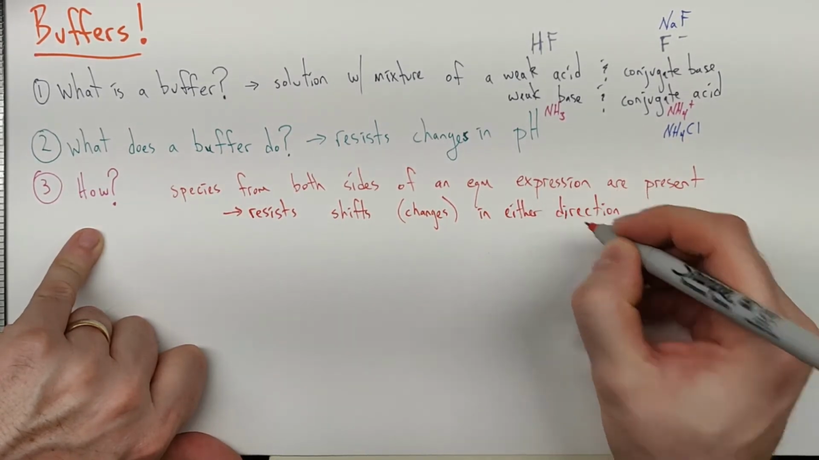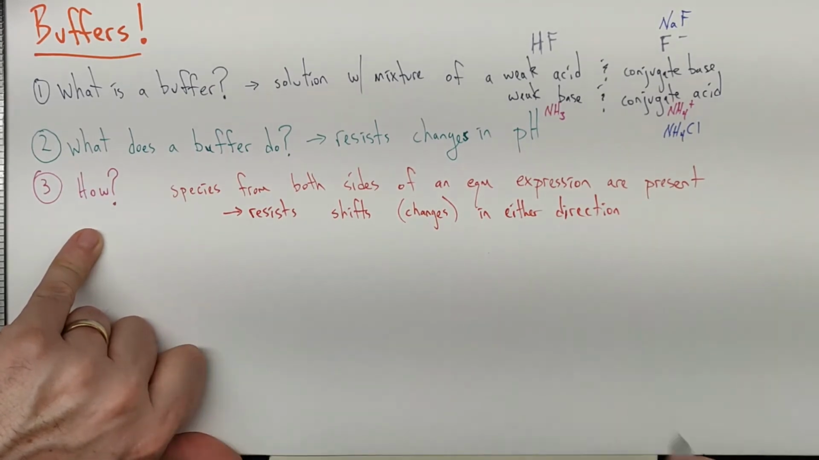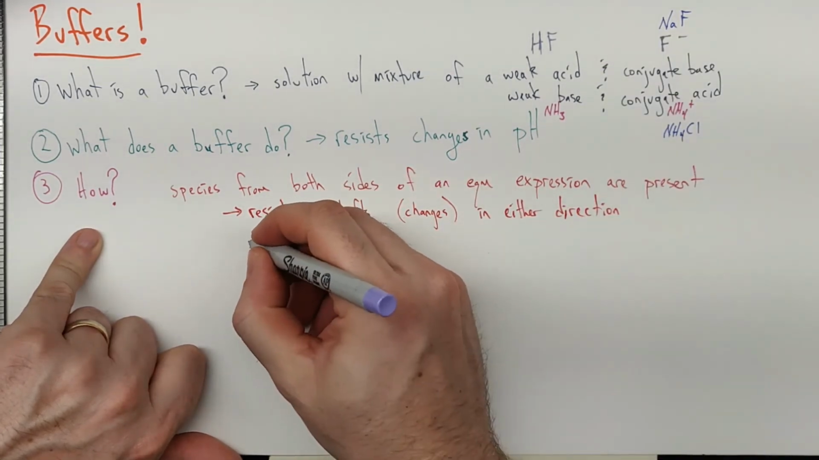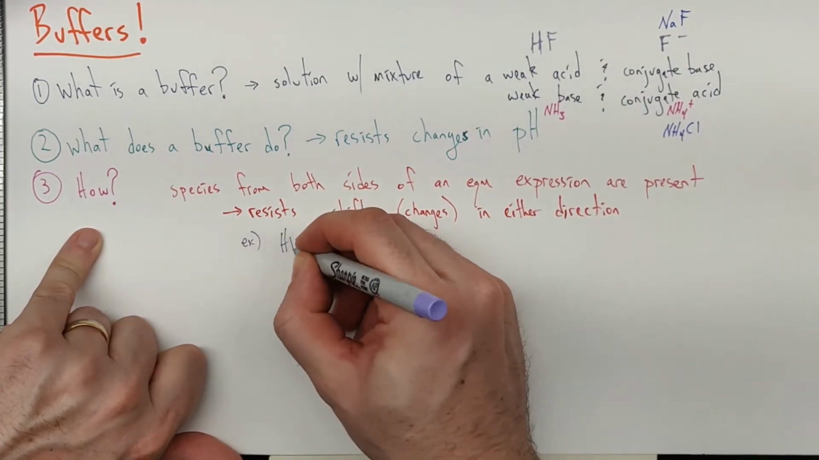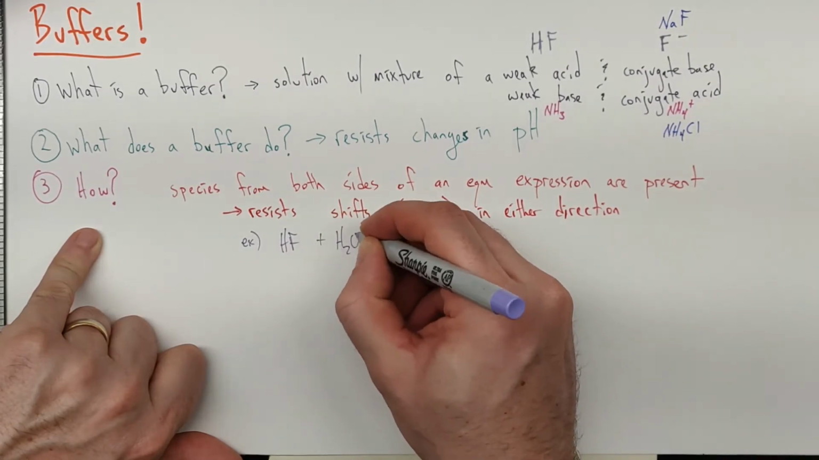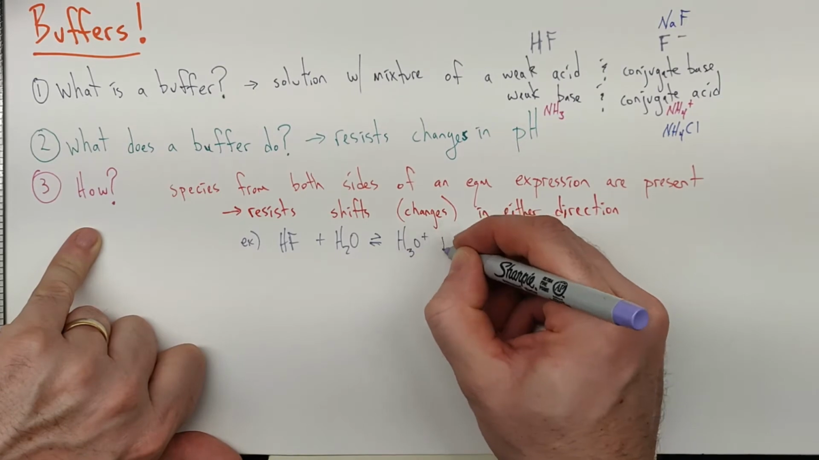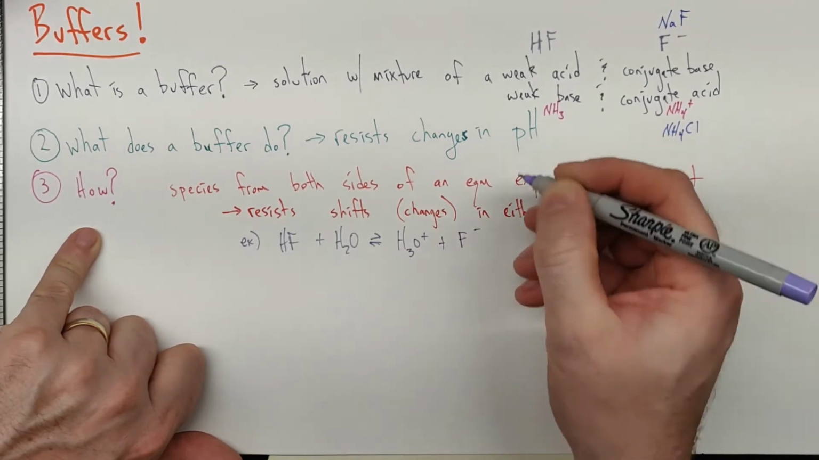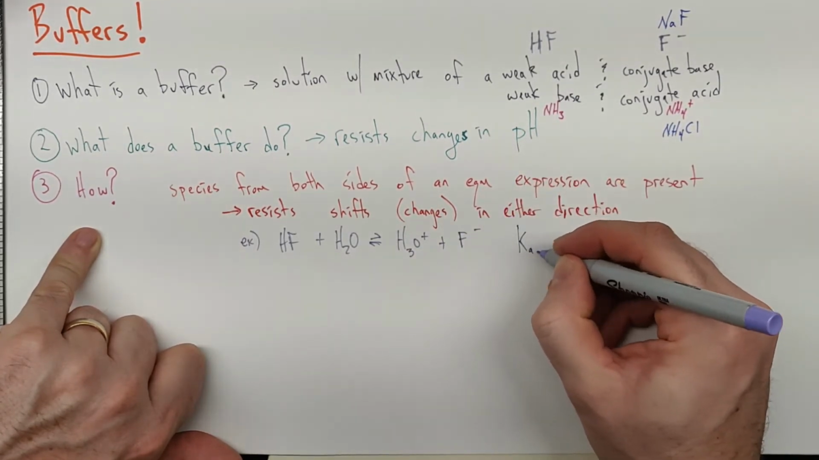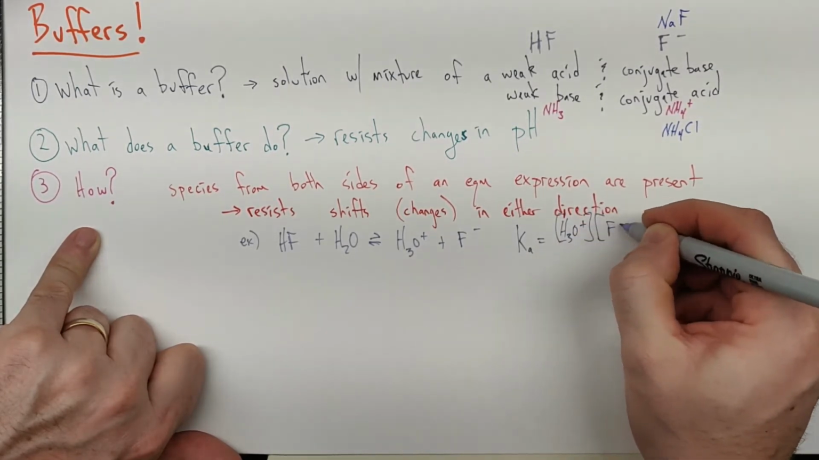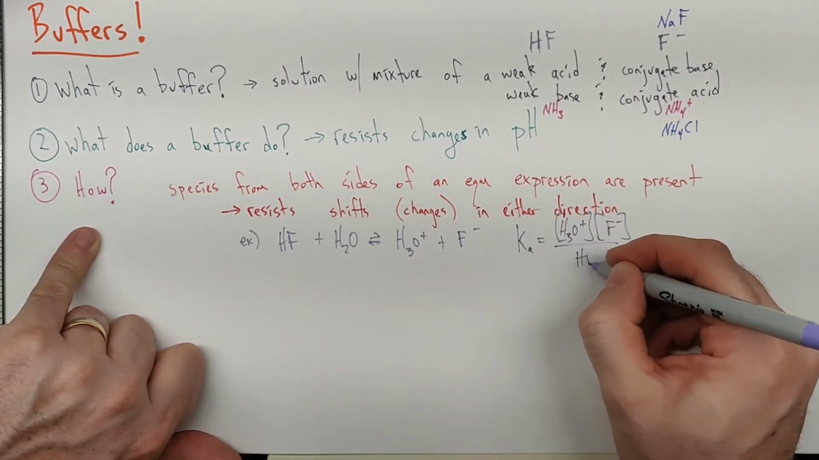All right? So I'm just going to write out the sample from up here very, very quickly so we can see how that goes, which is if we have this equilibrium system, HF in water, the aqueous dissociation equation, we get H3O plus and F minus. With our K expression, Ka equals H3O plus times F minus over HF.